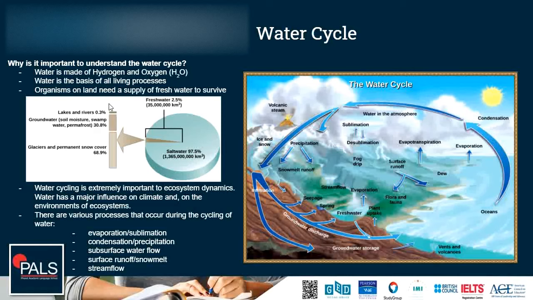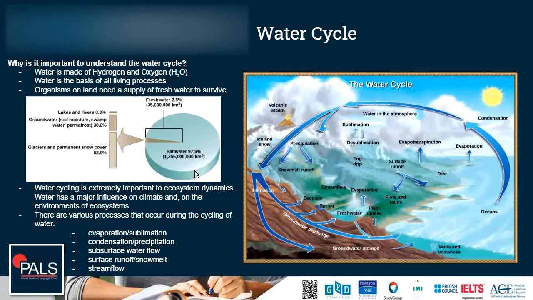So water is the basis of all living processes. Every living thing needs water to survive and for living processes to happen. Organisms on land need a supply of fresh water. This is why it's important to understand and investigate the water cycle, especially because although most of the Earth is made of water, we know that 70% of our planet is water, and only 30% is land mass.